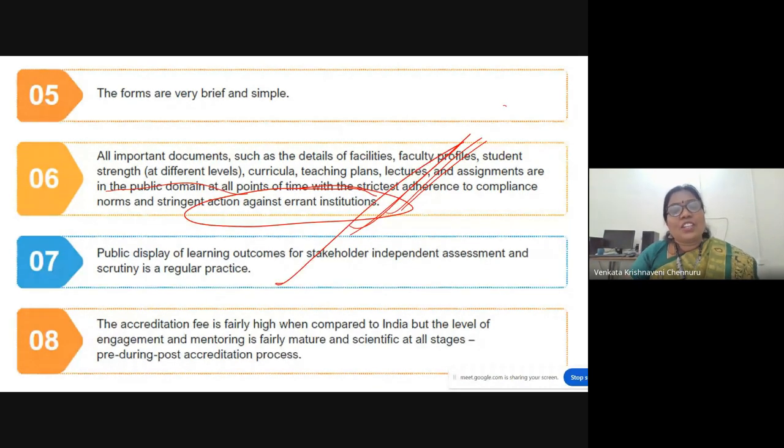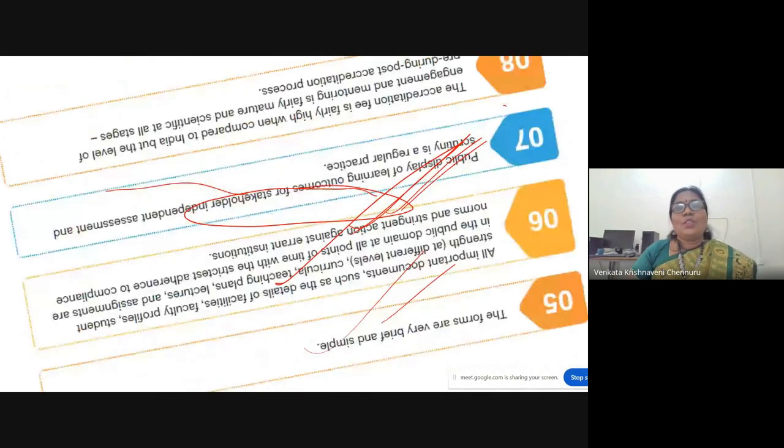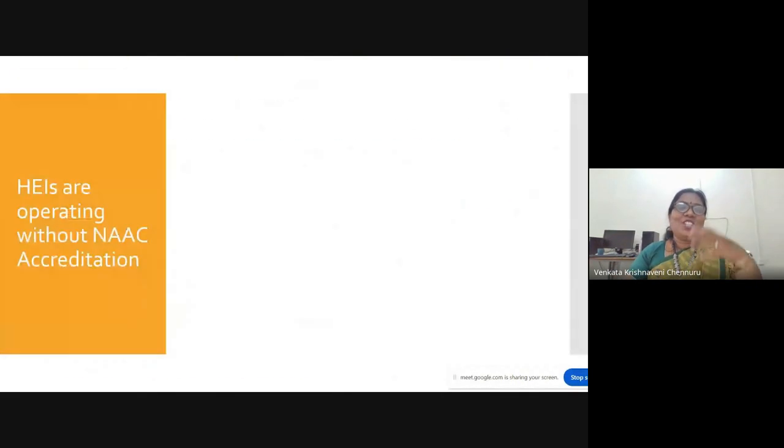The accreditation fee is fairly high when compared to India, but the level of engagement and mentoring is fairly mature and scientific at all stages: pre, during, and post accreditation process. So these are the practices followed at the global level.